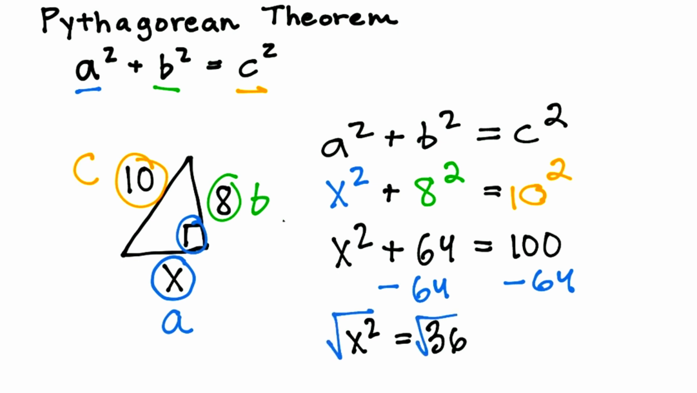Now, like in the previous problem, we can take the square root of both sides. So what we will be left with is X equals 6. So that there is the answer to the missing side of the triangle.